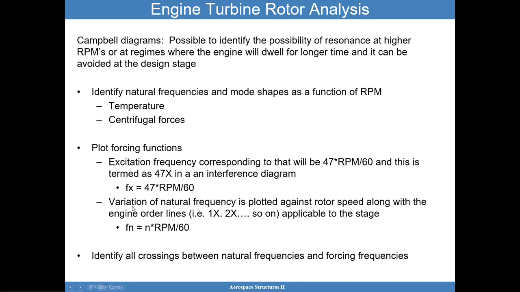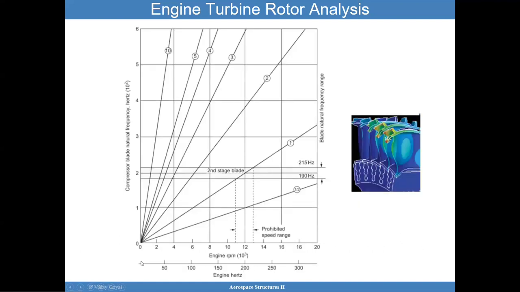You also have to plot the natural frequency against the rotor speed along with the engine order lines. The engine order lines are given by 1x, 2x, 3x, and so forth. Again, on the y-axis you will have Fn, and on the x-axis, RPM, and n will vary from 1 and so on. What we want to do is identify the crossings. In this example, I have one engine order, the second one, the third one, fourth one, fifth one.